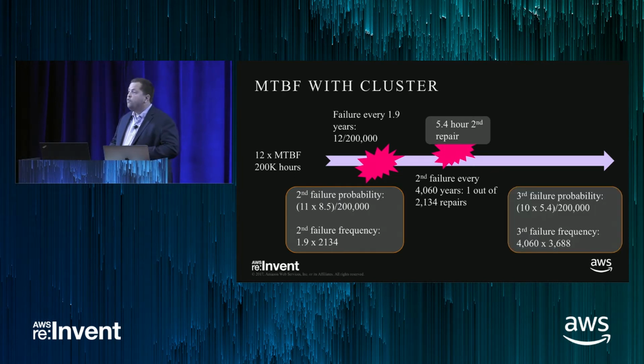The probability of 2 failures with a 200,000 hour MTBF is that while you have the first failure going, every 4,000 years, 1 out of every 2,134 repairs, you'll have that second failure. So anybody ever had 2 drives fail at the same time? I have. What does that tell you?